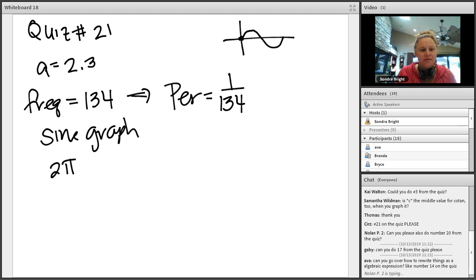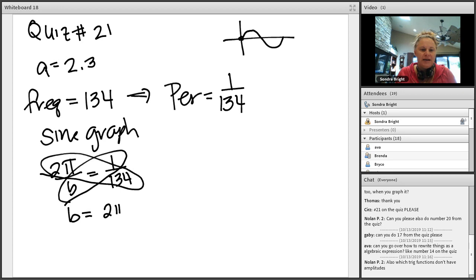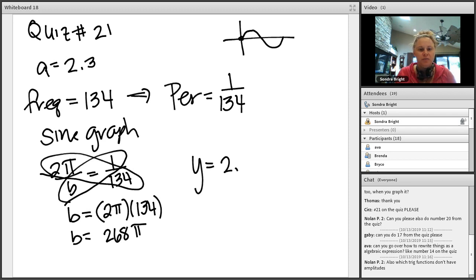So the period is equal to 2 pi over b. So 2 pi over b is equal to 1/134. Here we can do a cross multiply. So that's b times 1 equals 2 pi times 134. So your b value is 268 pi. And so your equation is y equals 2.3 times sine of 268 pi times t.